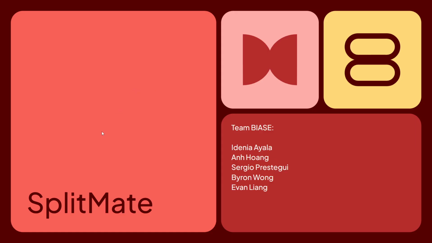Our application is called Splitmate. Our team name is Bias. Our members are Idenia Ayala, Ann Huang, Sergio Prestigui, Byron Wong, and Evan Liang.